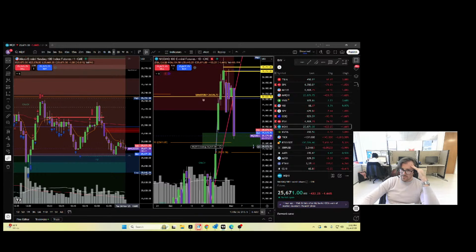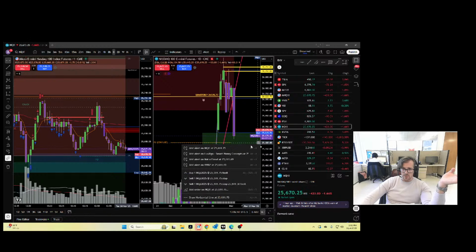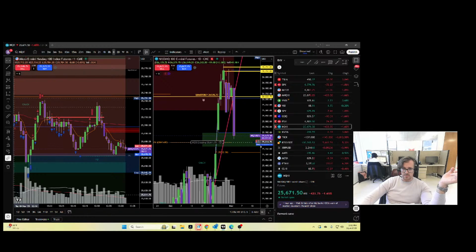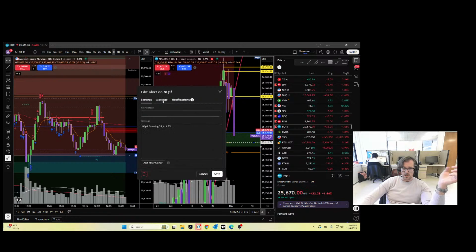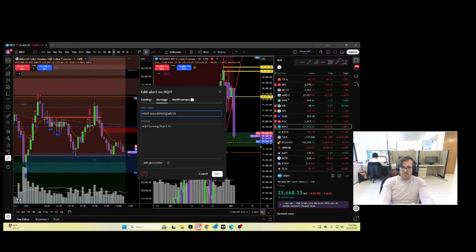I think it could come down probably to this pivot area, which is 25,611. So I guess we can mark that out, 25,611 as a pivot area. I'm going to set an alert at 25,611, pivot area before gap fill.